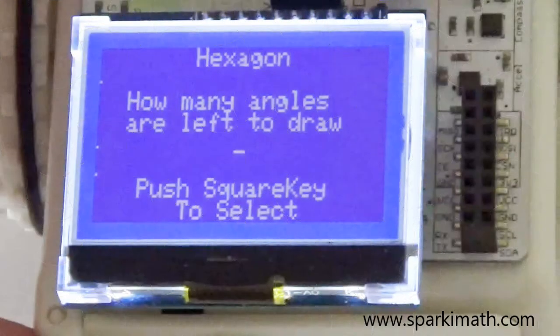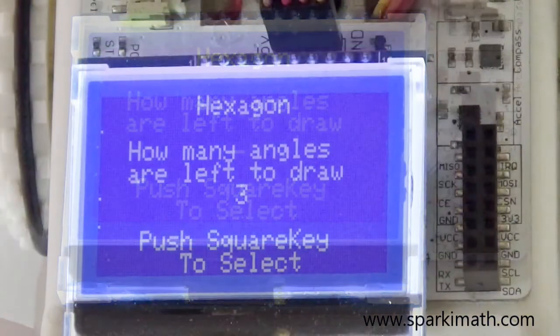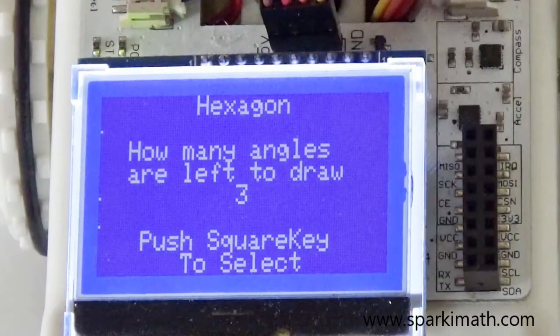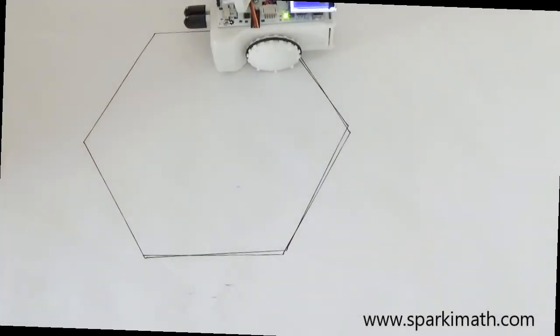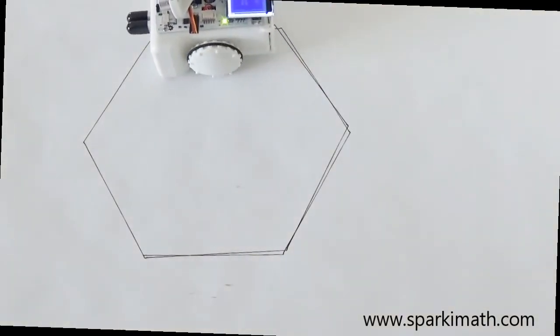All right, here's the next question. How many angles are left to draw? Better pay attention. We think it's 3. Let's see if that's right. Yeah, 3 more angles left to draw in our hexagon. You've got to pay attention to this kind of stuff.